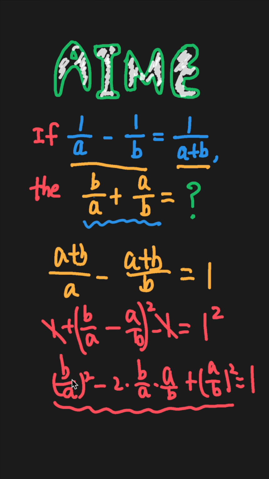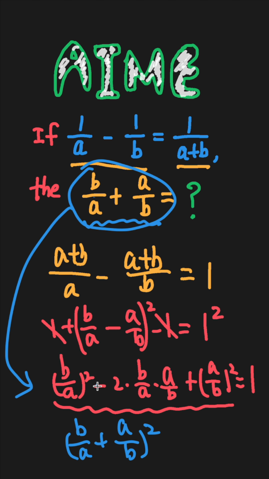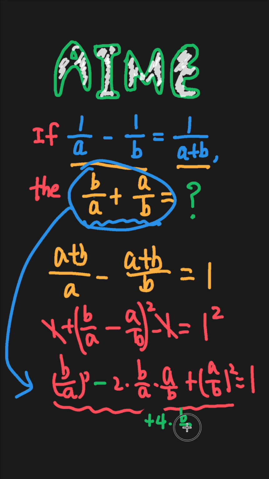We want to get this value over here, right? So basically, if we can change the side to be (b/a + a/b)² equal to some value, then the square root of this thing will give us this value. What if this minus sign is a plus sign? Then it will give us this equation. We're going to add 4 times b/a times a/b on the left side, and then we do the same on the right side to keep the equation equal, which is basically going to give you (b/a + a/b)².